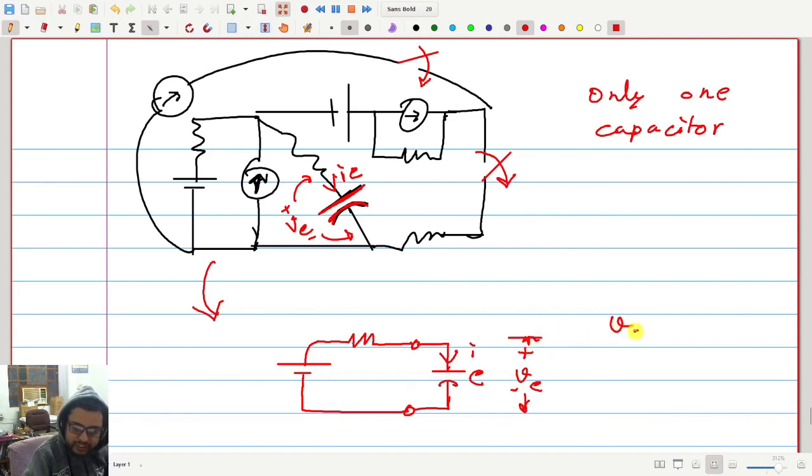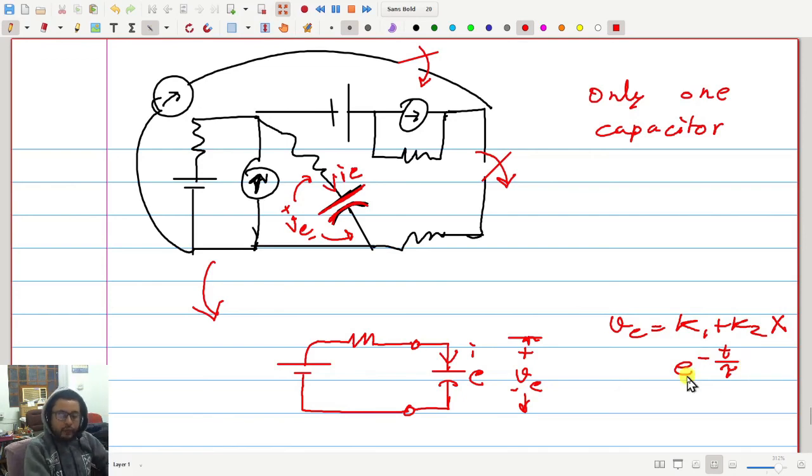So this voltage Vc will be K1 plus K2 e to the power minus t by tau. You can always start from the assumption that the voltage across the capacitor will be of this form, and find out the values of K1, K2 and tau using the Thevenin equivalent. For that, what is required? To find the equivalent, will it be difficult for us?